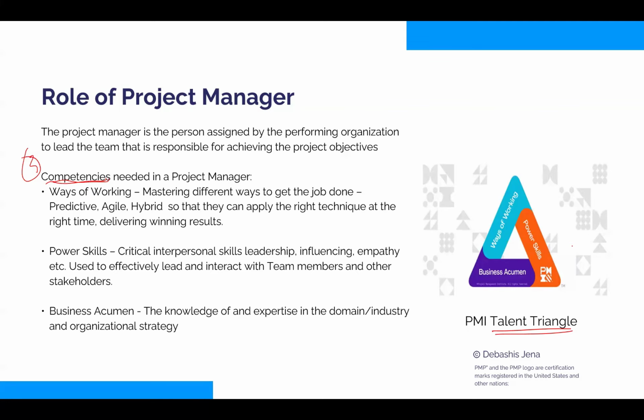So we are saying that for any PM to be effective on the job, they must have 3 competencies. They're written on the sides of the triangle you see, or listed here. Nothing important as such, just to know. One, ways of working. What is ways of working? It means that as a PM, I should know how to manage predictive projects, agile projects, all sorts of life cycles, hybrid projects. So how estimation is done in agile, how it is done in predictive.